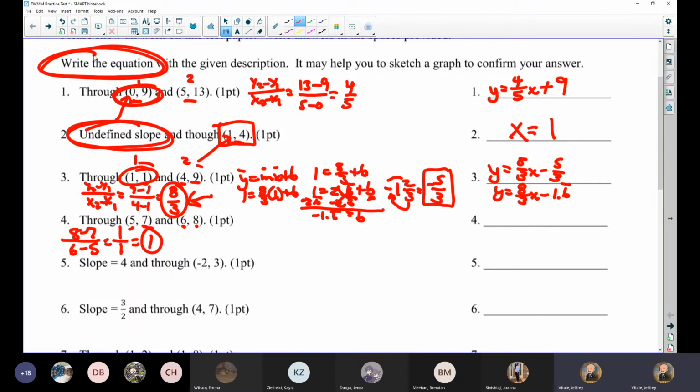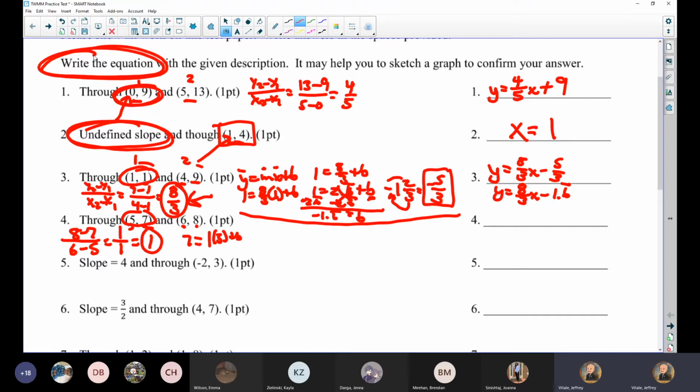Wow, that was nice of them. All right, now, because I'm kind of low on room here, I'm just going to work left to right. So I'm going to take the point (5, 7) just because its numbers are a little smaller than (6, 8). So 7 is the y, 6, I'm sorry, not 6. I looked at the wrong point. 5 is your x, and 1 is your slope.